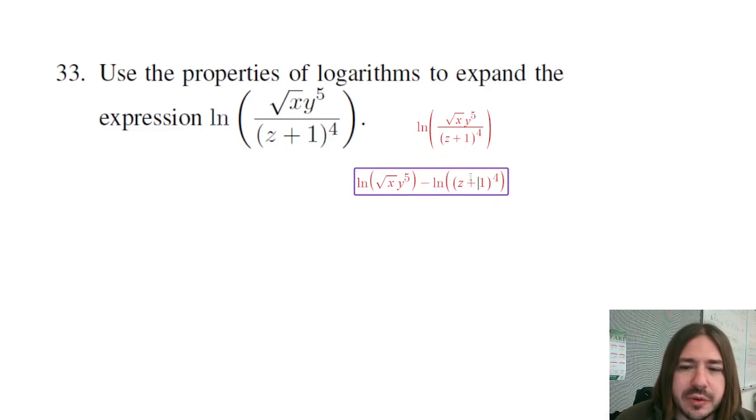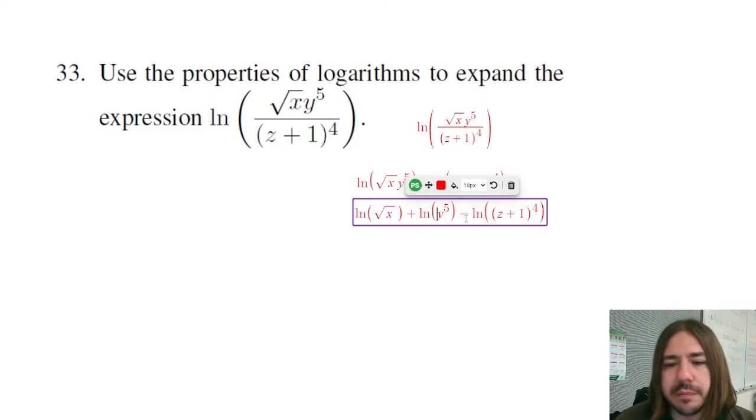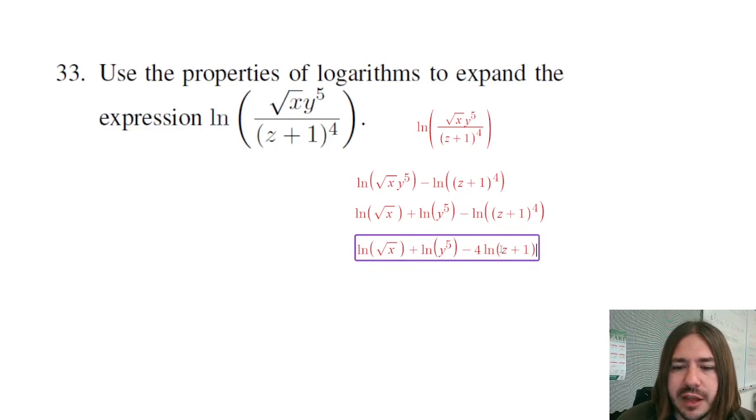Next thing I'm going to do is use the product property on this one to split these two factors up. So this will be the natural log of root x plus the natural log of y to the fifth. So this is called the product property. Next, I'm going to use the power property, which says that if you have a power inside the logarithm, you can bring that exponent down to be a coefficient. So here we've got 4 times the natural log of z plus 1.